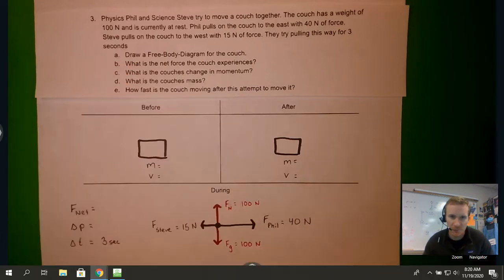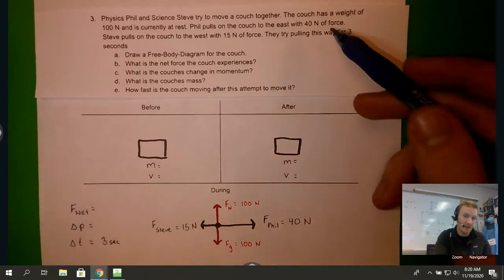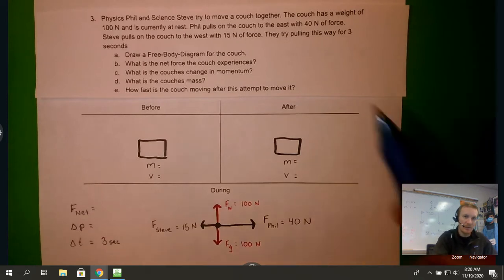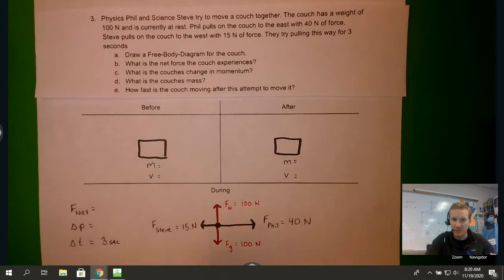First thing we wanted to do was draw a free body diagram of the couch. We want to know what is the net force that the couch experiences, what is the couch's change in momentum, what is the couch's mass, because it doesn't actually tell us that right out, and then we want to know how fast is the couch moving after this attempt to move it. Okay, so there is a whole lot of things going on with this couch. A free body diagram is probably the best way to get started.